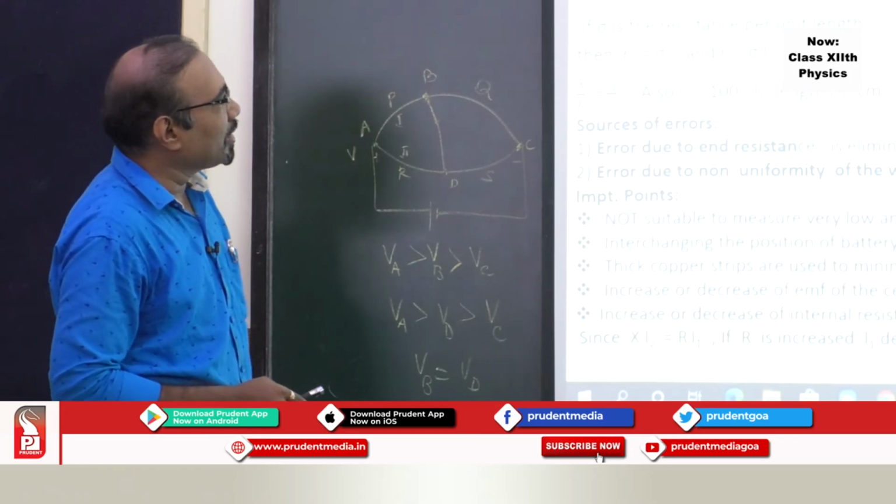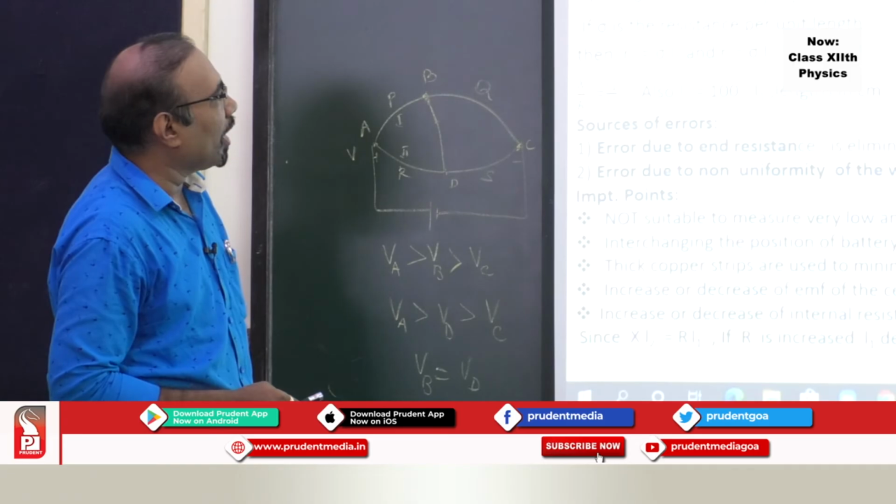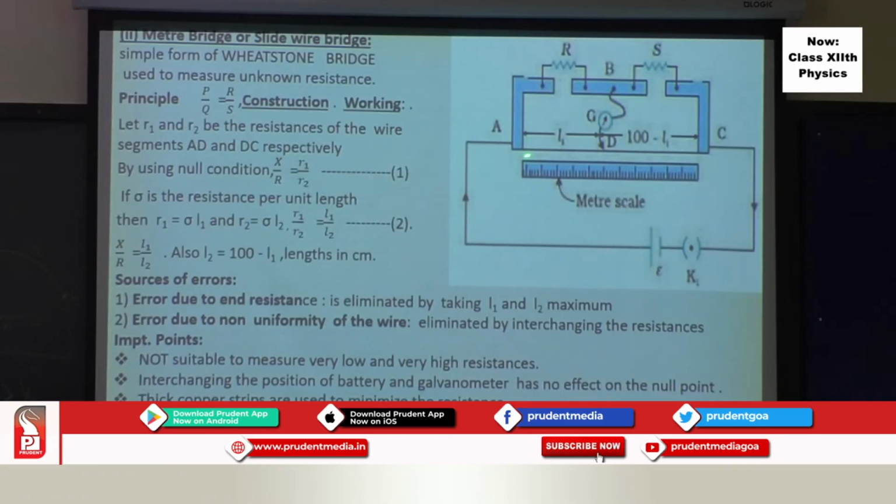Now, sigma is the resistance per unit length of this 1 meter wire. So, you can find the resistance R1 as L1 into sigma, R2 as L2 into sigma, and R1 by R2 will be L1 upon L2. Using both these conditions, you will get X by R equals L1 upon L2. And if the length is in centimeters, L2 is 100 minus L1. The length of the wire is 1 meter. That's the reason it is called a meter bridge, please note. You can measure the resistances on this. So this is a meter bridge.